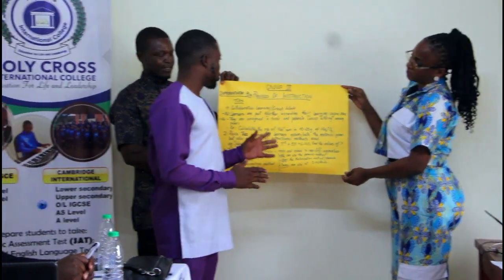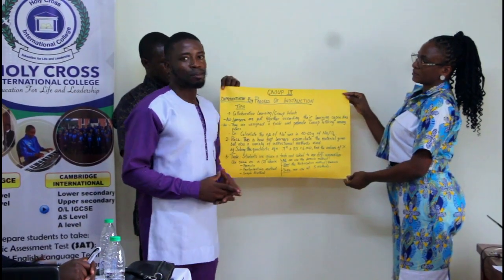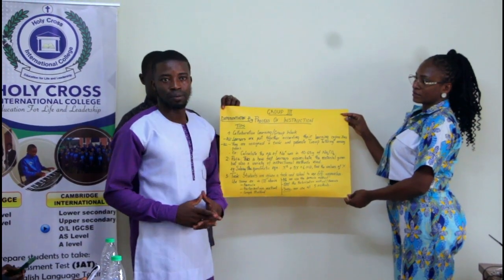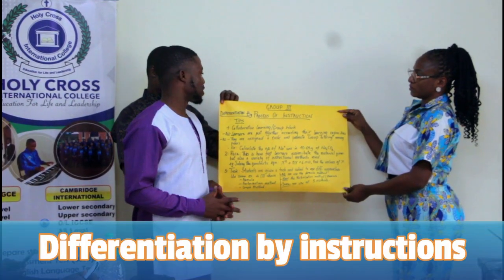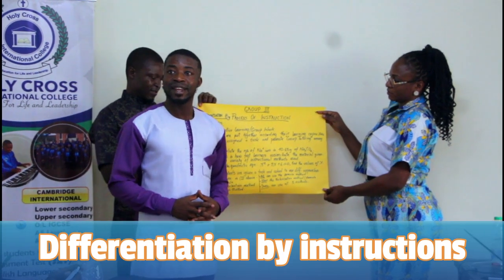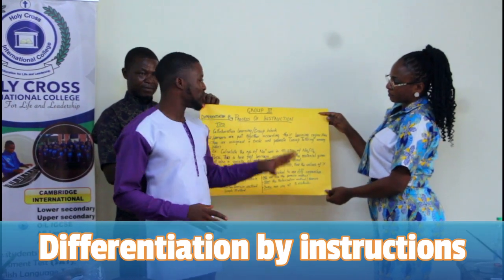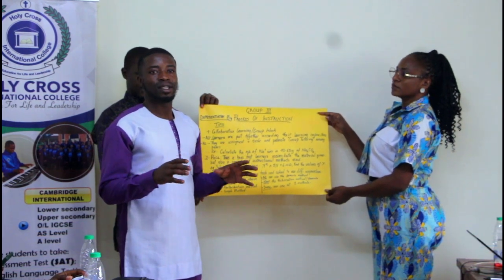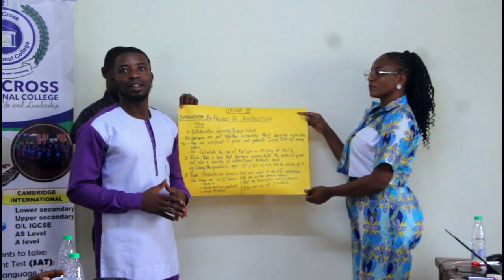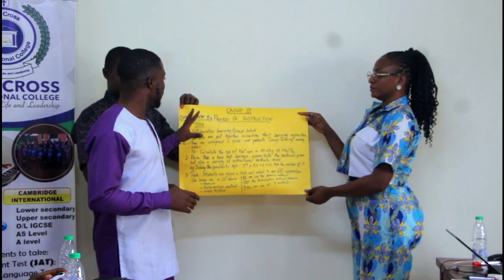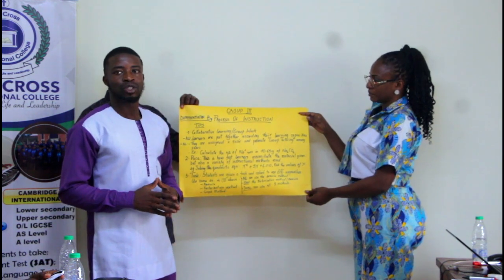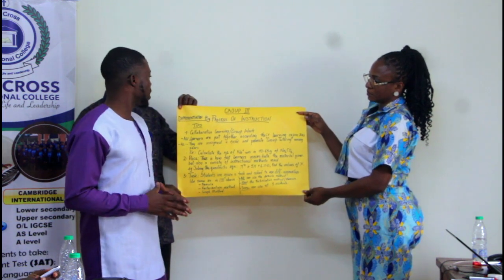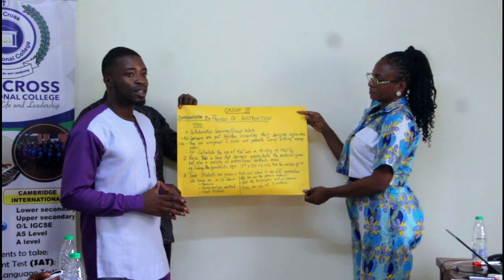We'll be presenting, group 2, 3 will be presenting on the concept of differentiation by instruction process. Here, the main idea about this concept is the manner in which the data is given out to the learner. And here we have 3 tips to achieve this. The first tip is collaborative learning and group work.